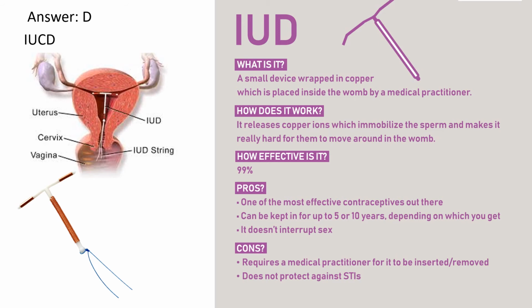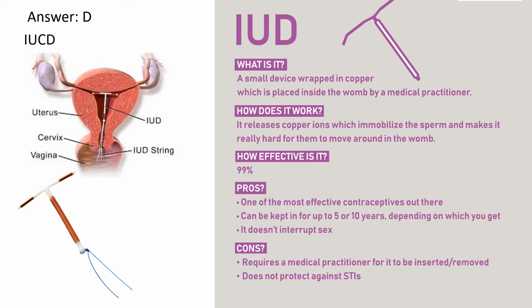And here I have included a small piece of information regarding the IUD, like what it is. It is a small device wrapped in copper, which is placed inside the womb by a medical practitioner. But in Nepal, a medical practitioner might not be needed whenever a skilled person is available to do this kind of procedure. And in Nepal, we call this IUD copper T as well in our local language.